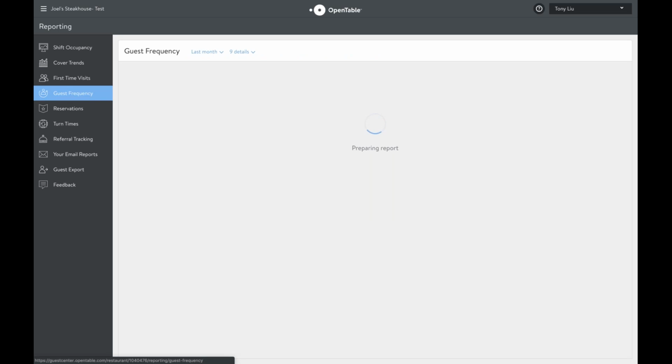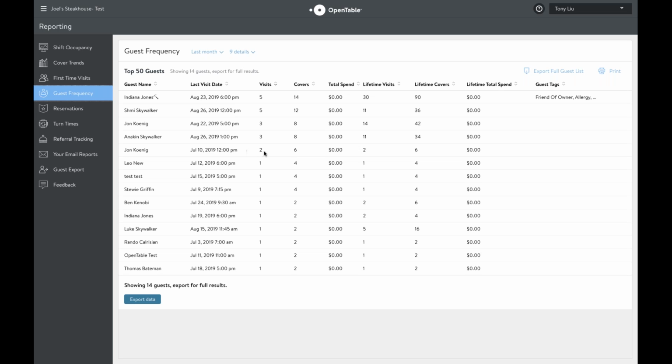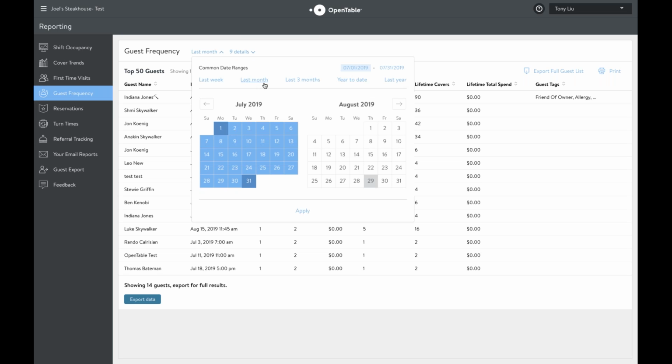All right, guest frequency. When you first get into guest frequency, it's going to give you a top 50 guest list compared to last month. So last month we had Indiana Jones come in 5 times. This is my top customer, and you'll have a list of 50 of them. And you can filter it as well: last month, 3 months, year to date, last year.